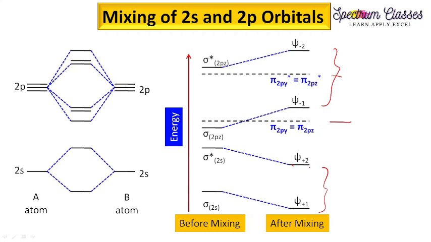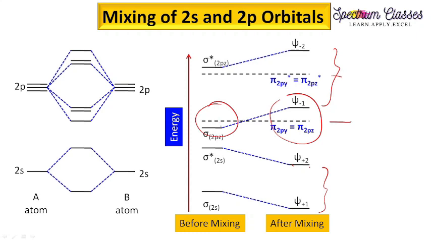Pi orbitals first and then sigma orbital in case of bonding molecular orbital. After mixing, the sigma 2s atomic orbitals go down in their energy, whereas the sigma 2pz and sigma star 2pz go high in their energy, right? Whereas the pi orbitals remain at their same places. So that is why up to nitrogen we are following this.